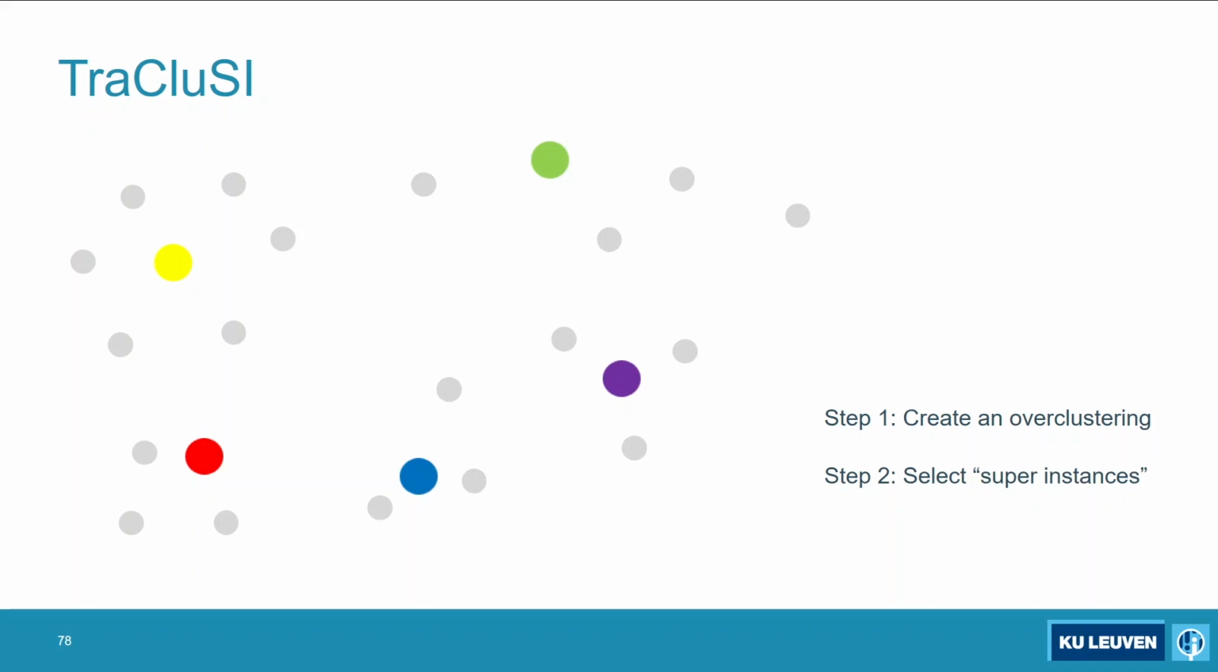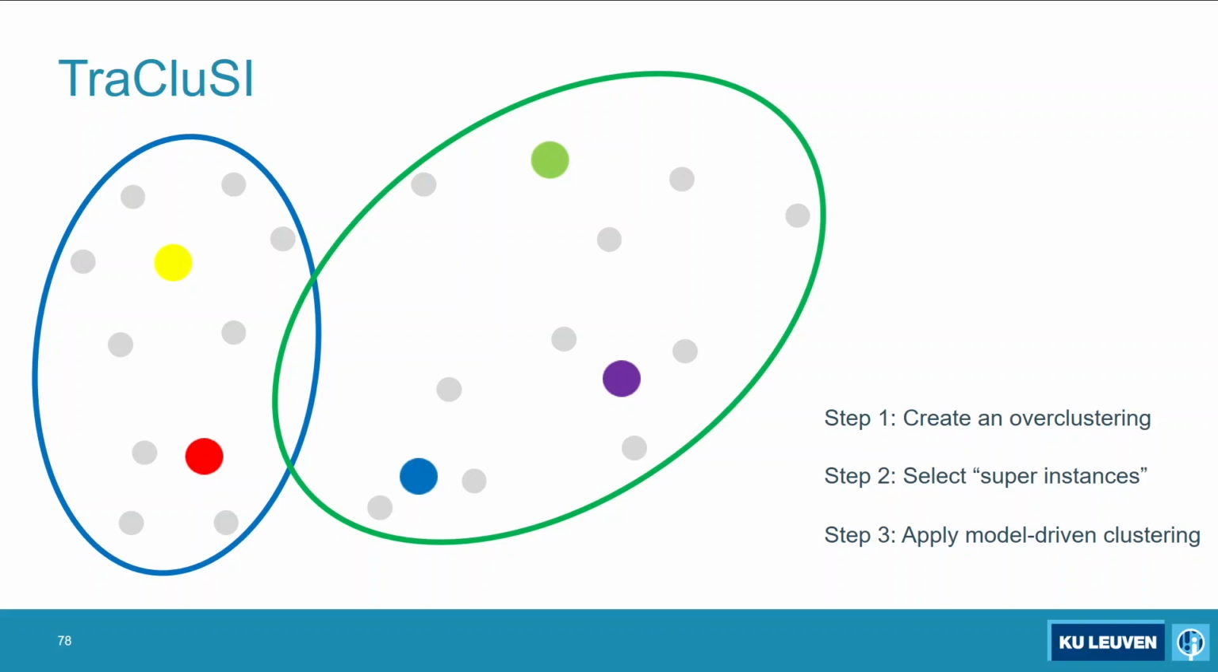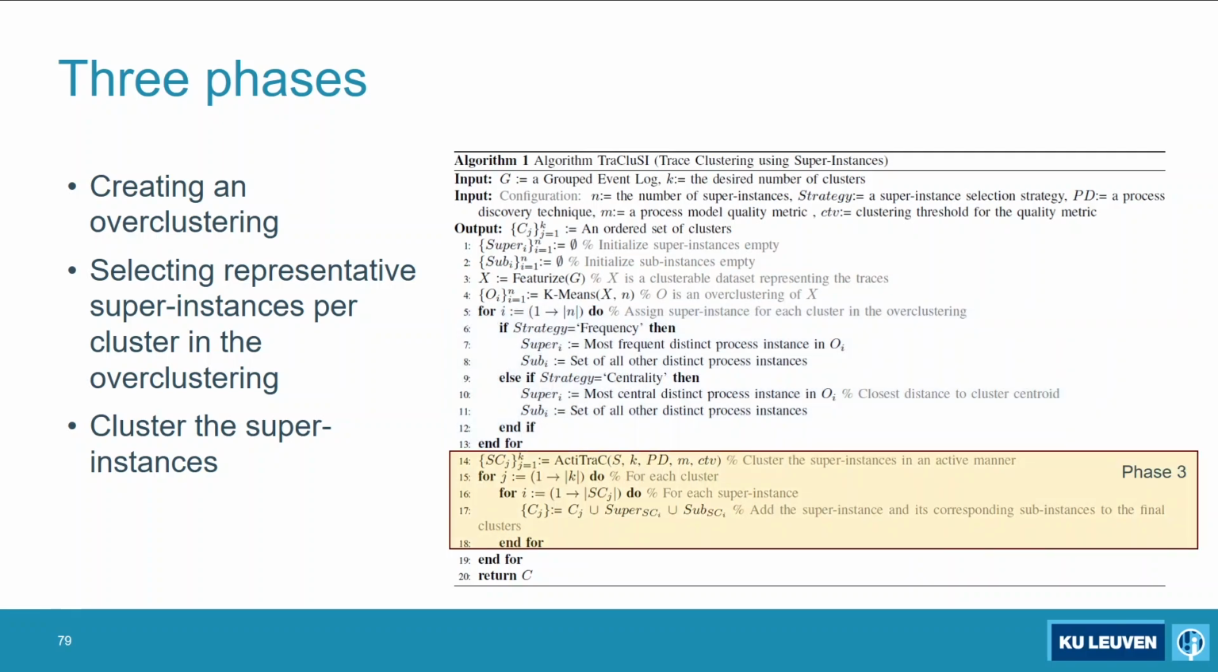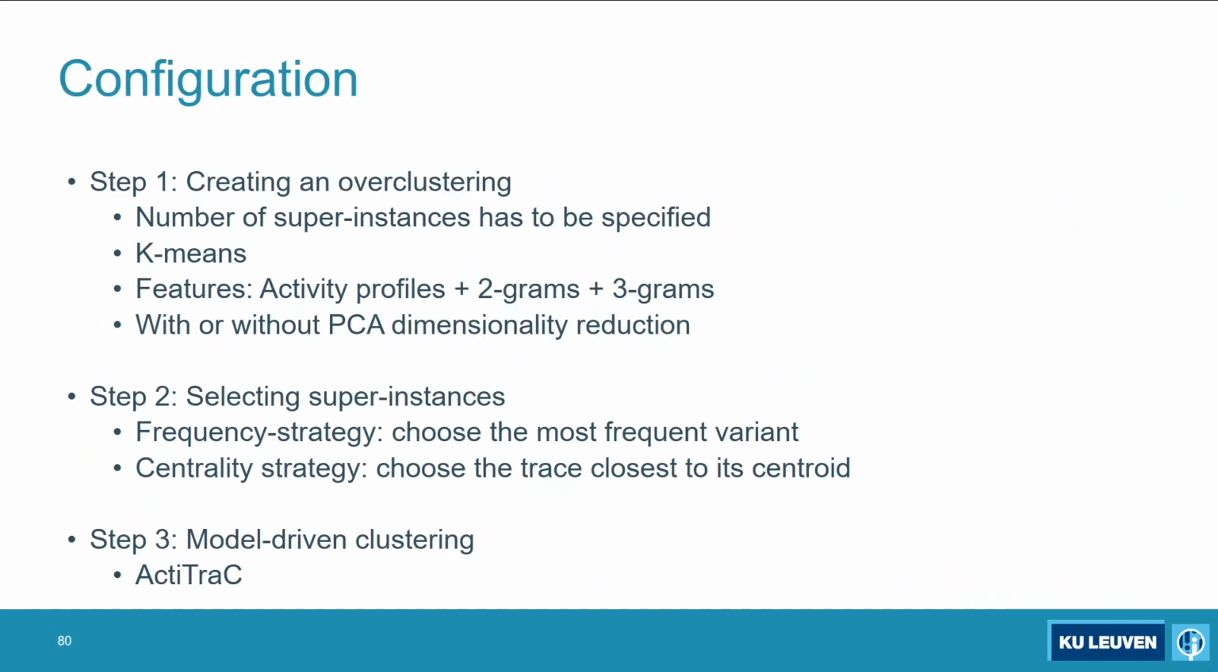So you select your super instances, and then you apply a second clustering approach that works with these super instances only, and that's actually giving some very good results. Here you see the algorithmic approach. I will skip this, this is not so important. It's exactly what I showed in the previous slide.